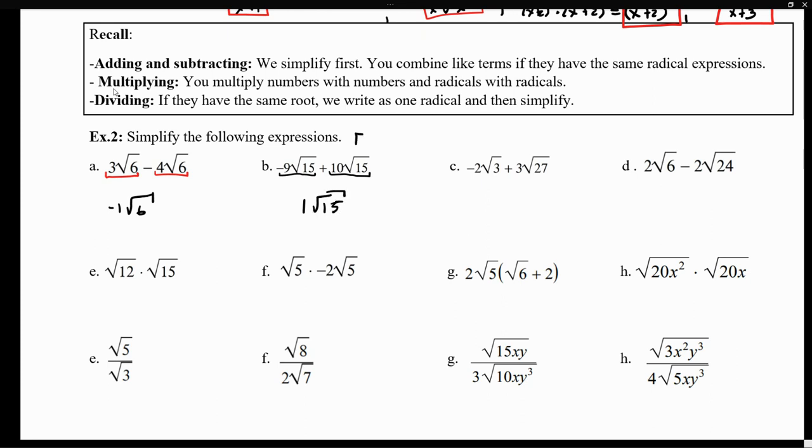You could also kind of see it this way, as just looking at negative 9x plus 10x. Well, if we combine like terms, we would just have 1x. But now we're not just dealing with x's, now we're dealing with square roots of 15.